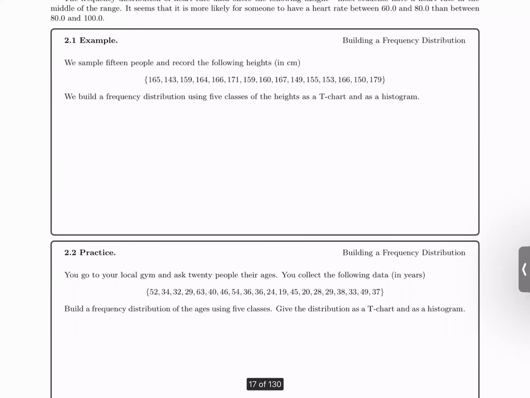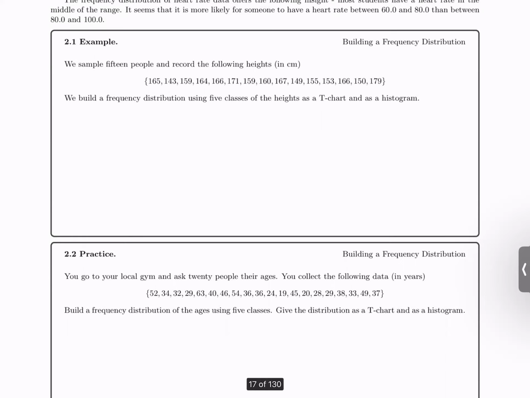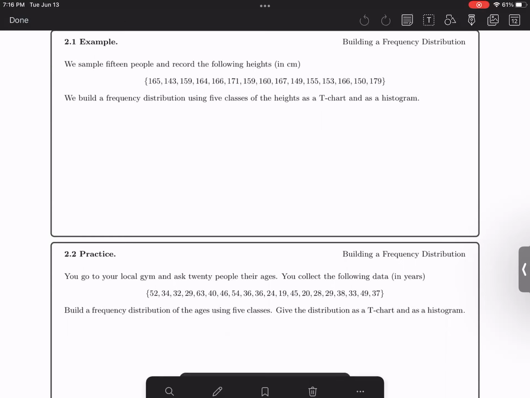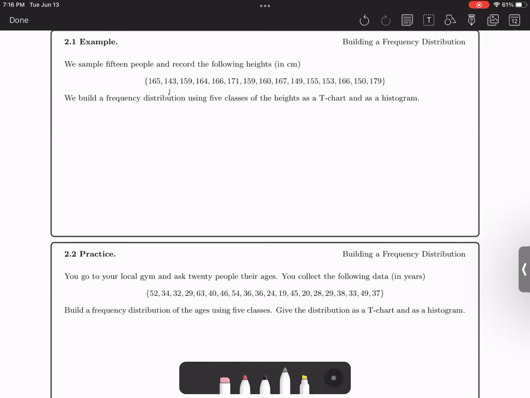Let's get started. If I want to distribute my data, first I have to figure out how much space my data takes up. It looks like my smallest is 143 right there. It looks like my largest is 179. So let's just make those nicer numbers. Let's say that our data is going to go from 140 all the way to 180, right? That is a big enough range to capture my data.